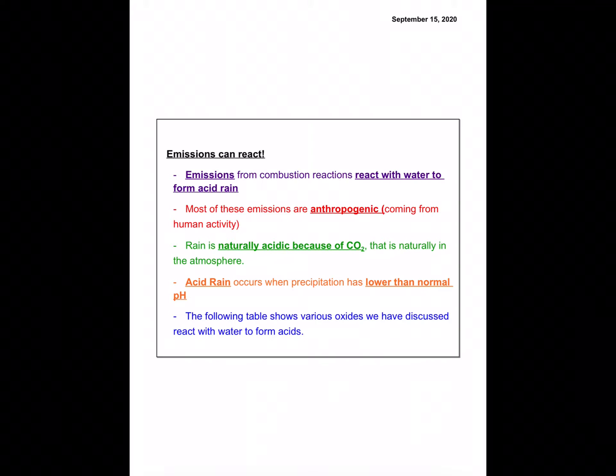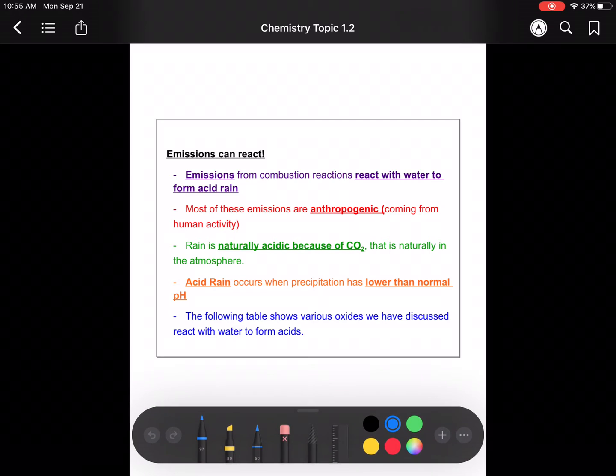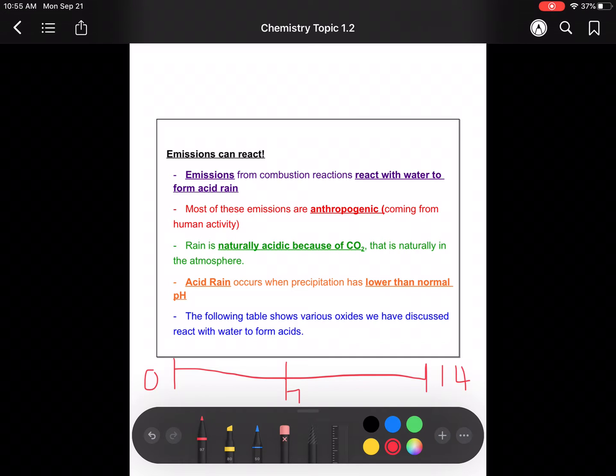The acid rain occurs when precipitation has a lower than normal pH. And if you guys remember back to when we talked about the pH scale in the past, we've got our scale 0 on this side, 14 over here, and 7 in the middle. Well, our acid rain is landing somewhere on the line over here. So we want it to be closer to that 7 mark, but with the emissions that we put into the atmosphere, it's bringing it farther and farther to the left.